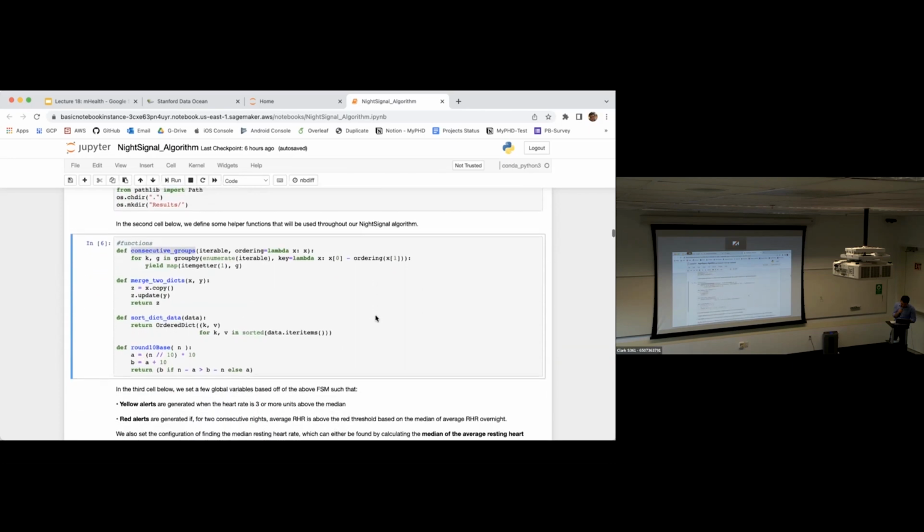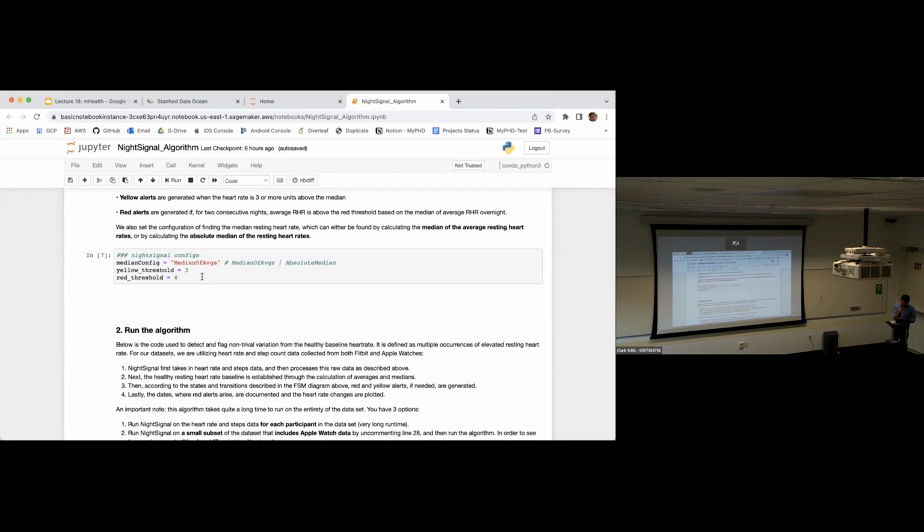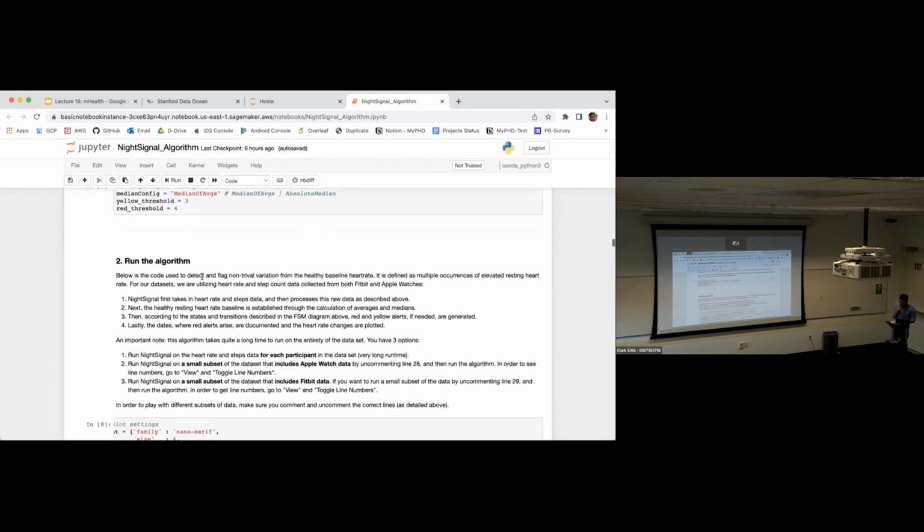And so for the code, these are just some helper functions. And again, the baseline being used is the median of averages, the average resting heart rate overnight.